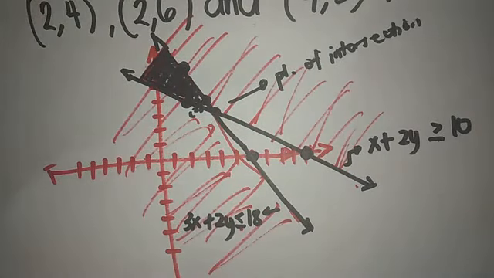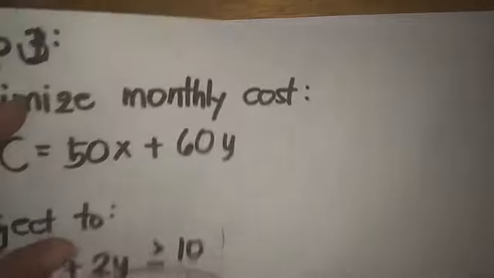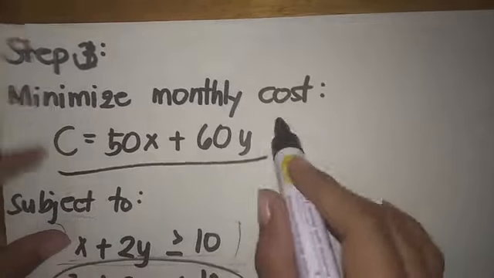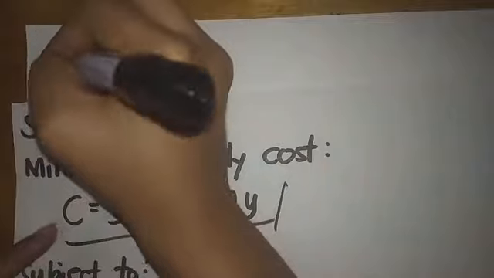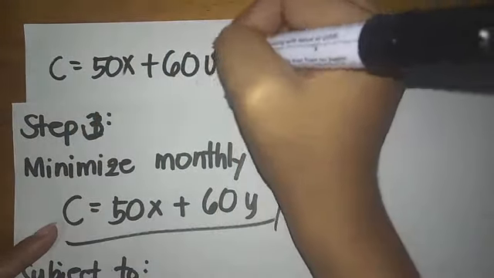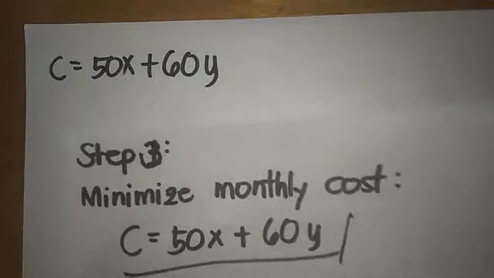Then, next is step 4. In step 4, we substitute the visible vertices to get the function, to find the maximum or the minimum. For the minimum, the formula we will use is C is equal to 50x plus 60y.